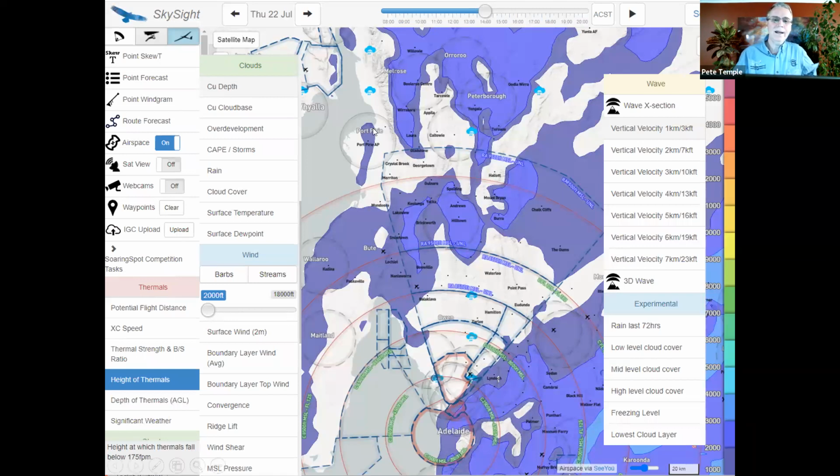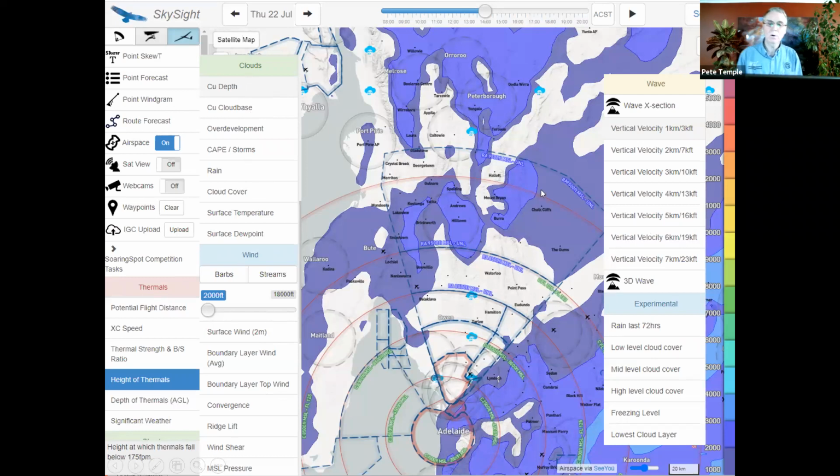So some of the parameters that are really important for us to look at to predict where the conditions are going to be good to plan a flight are shown here. Parameters related to thermals, so the strength of thermals, how high they're going, the depth of thermals. Clouds, what height cumulus clouds are going to be at, other layers of cloud, wind at various heights, atmospheric waves, and a whole bunch of experimental things.